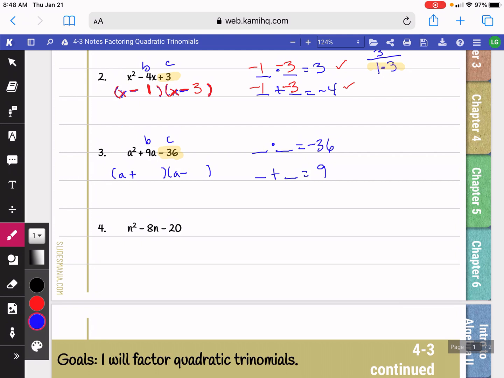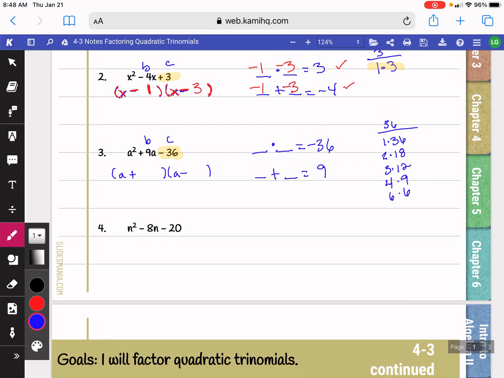You also use that C to make your list of numbers. When you're making your list of numbers, don't worry about the positive or negative till the end. So I'm going to come up with a list of numbers that multiplies to give me 36. I would start with 1 times 36. Then 2 times 18, 3 times 12, 4 times 9, and 6 times 6.